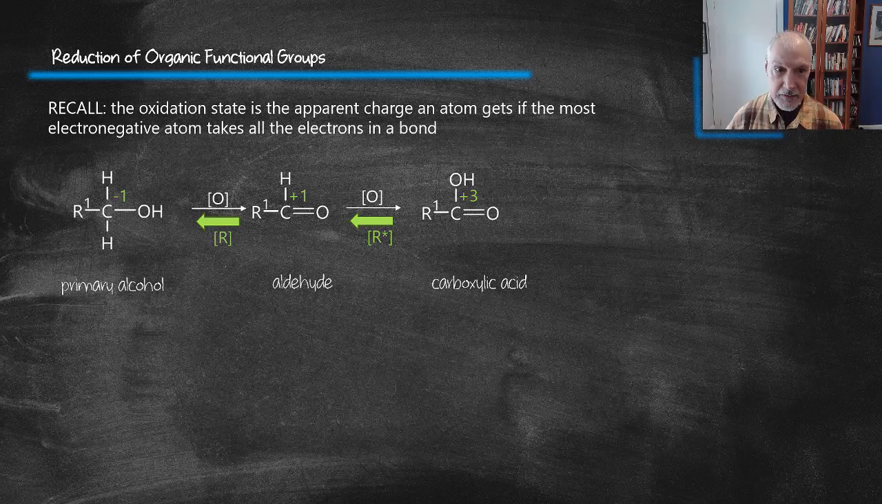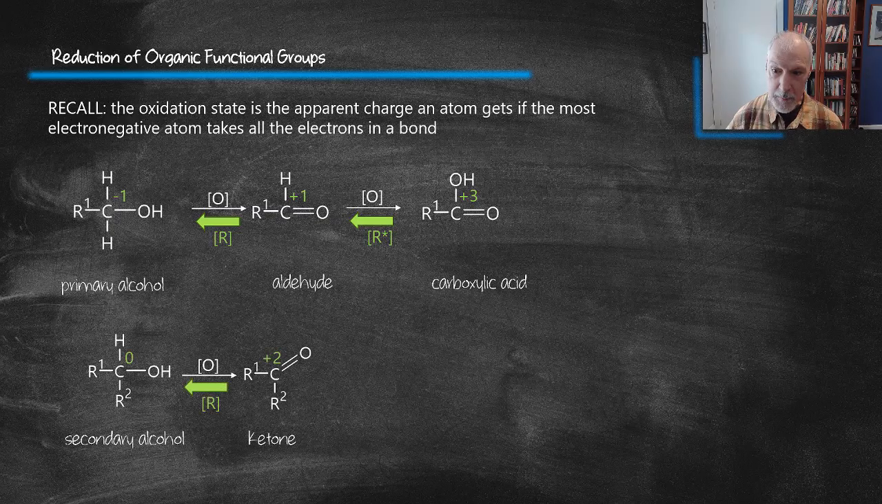This is indeed reduction. What happens with a secondary alcohol? Under oxidation, a secondary alcohol is converted into a ketone. So again, reduction is the opposite process. I've provided here the changes in oxidation state to verify that this is indeed reduction.